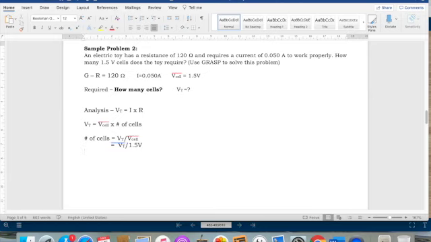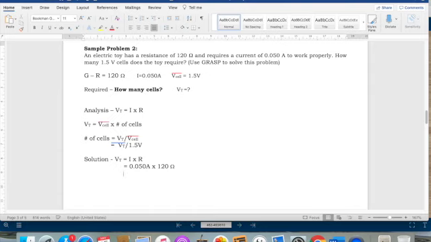Okay, analysis, grasp. It's time for the solution. So let's do some of the math. Let's take this equation here, copy and paste it, and plug in some of the values. The current is 0.050 amps. We're going to multiply that by 120 ohms. Include these units.